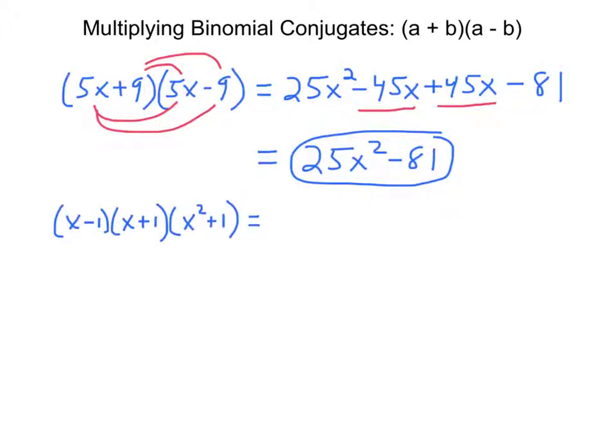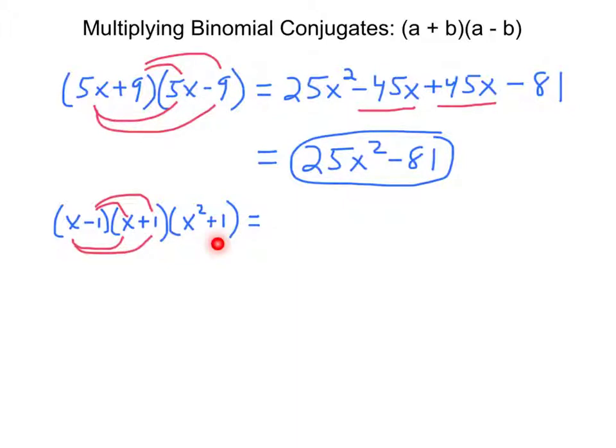Now in this next example we have 3 different polynomials to multiply together. We have x minus 1, then x plus 1, and then x squared plus 1. And you can't really multiply all three at the same time. You just have to do two at a time, and then take that answer and multiply by the third. So we'll start with these first two. We'll multiply those together using our normal process of firsts and outers and inners and lasts. And then once we get that answer, we'll multiply that by this last one at the end.